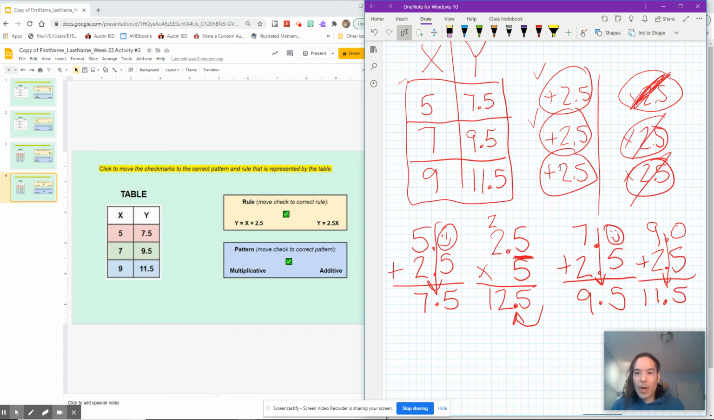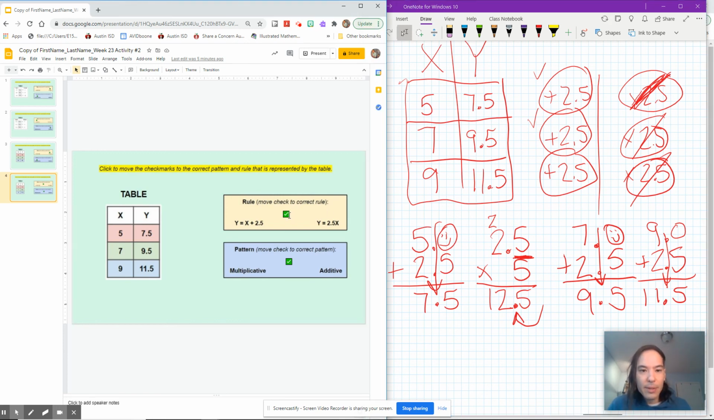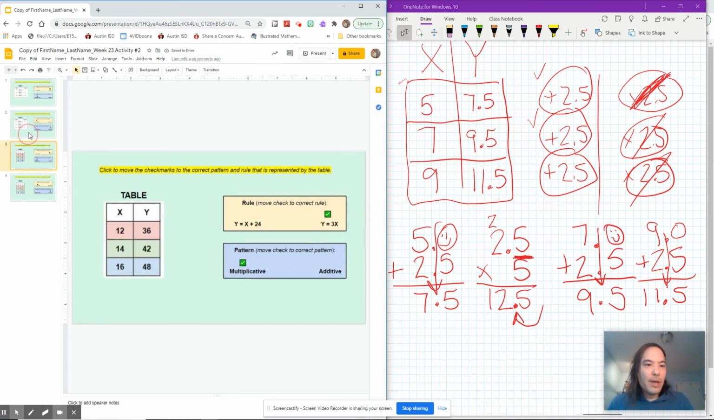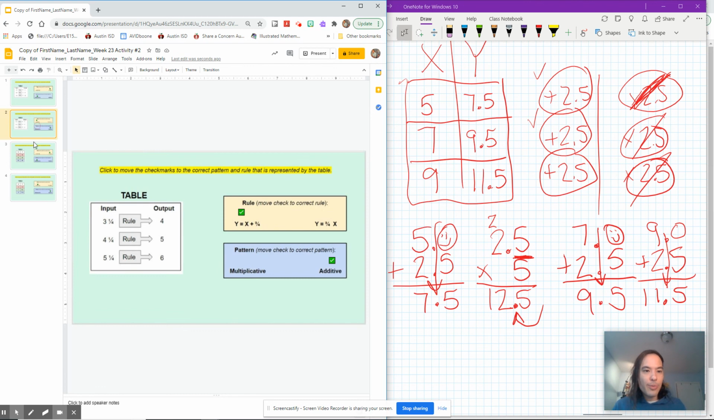So what kind of rule was it? Well, it looks like what we're doing is we're taking our x value and adding 2 and 5/10. Let's take our x value and add 2 and 5/10. And then the pattern, because we were adding, comes out to additive. All right, so that is all 4 pages. I hope that you had success with these. I hope they are becoming easier.